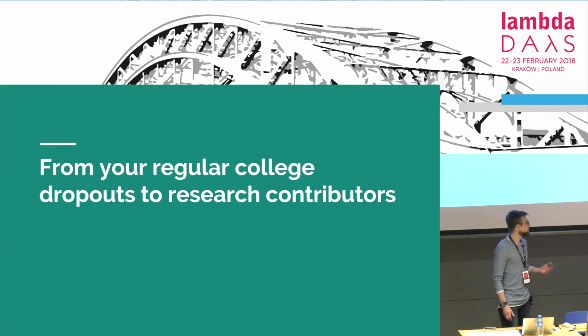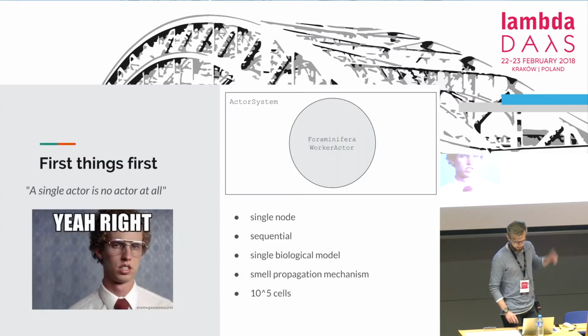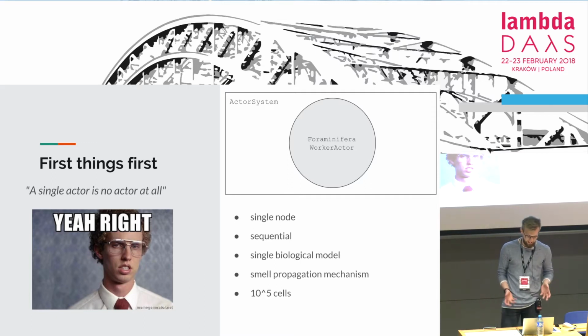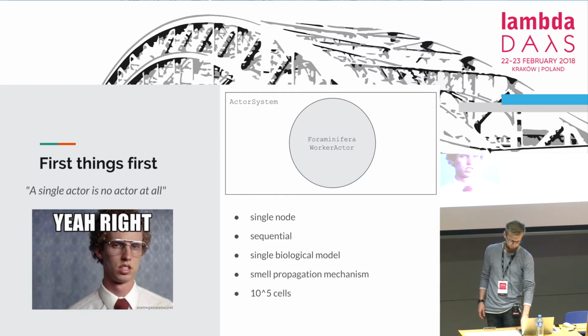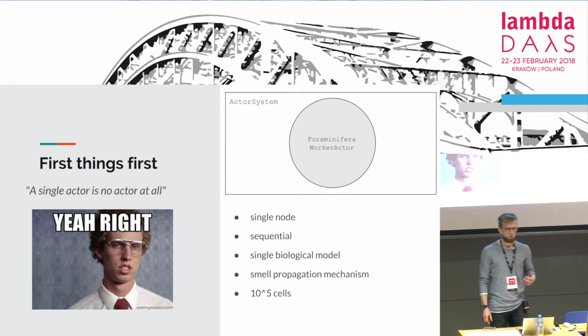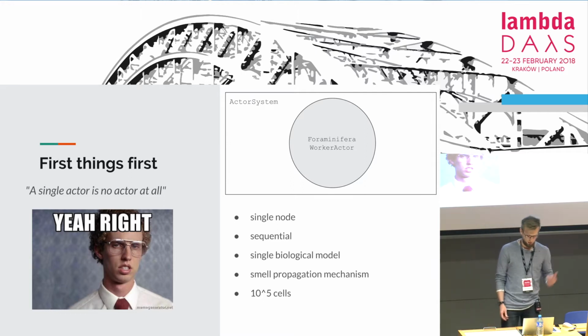So in a true student spirit, we took a very lazy approach where we could really drop out at any point and say that we just want to pass the course, and started with a very minimal viable implementation. And that implementation was a single actor in an actor system. And this actor only sent a message to himself whenever he finished an iteration. So this was obviously a single node implementation. It was highly sequential. We only had a single biological model implemented, which was the foraminifera.